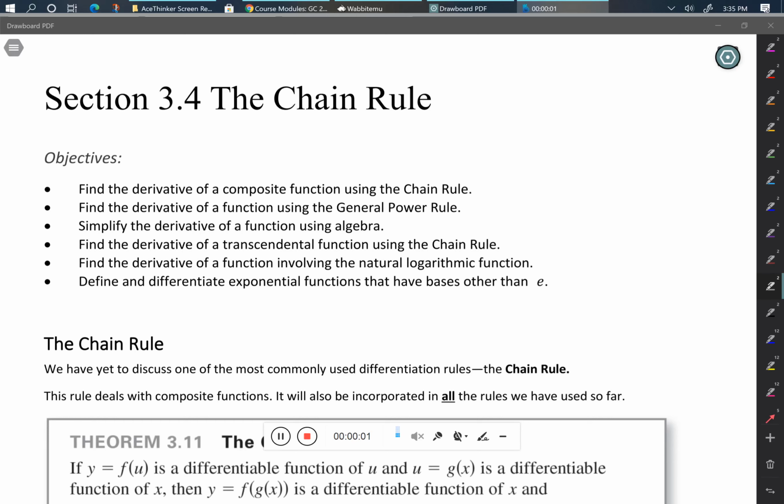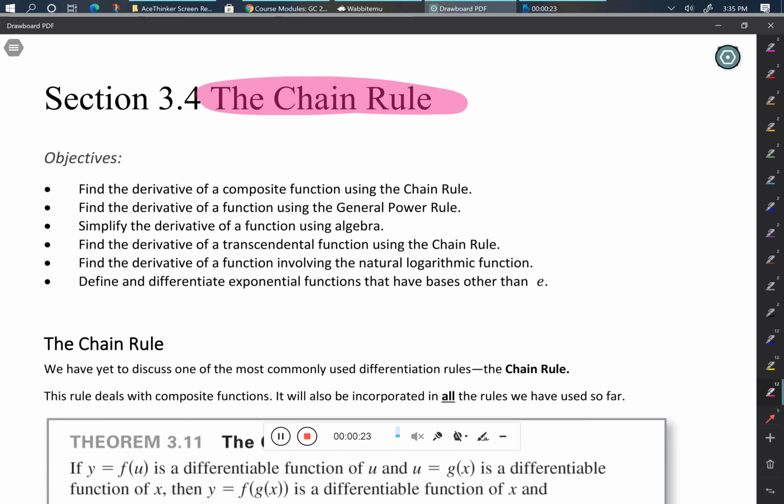Hey everybody, welcome to section 3.4, the chain rule. So remember, we're in chapter 3. Our goal in chapter 3 is to develop enough rules so that when we run across a function and we are asked to find the derivative of that function, we don't have to use limits. We never want to use limits again.